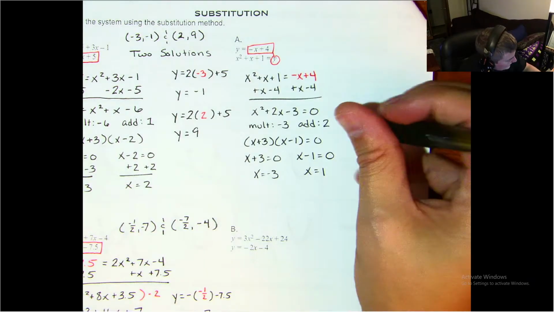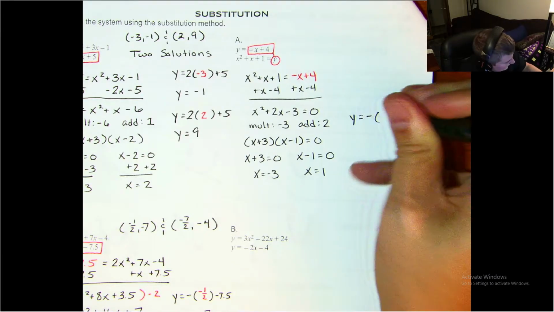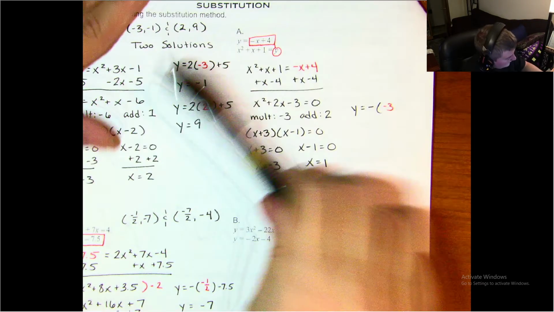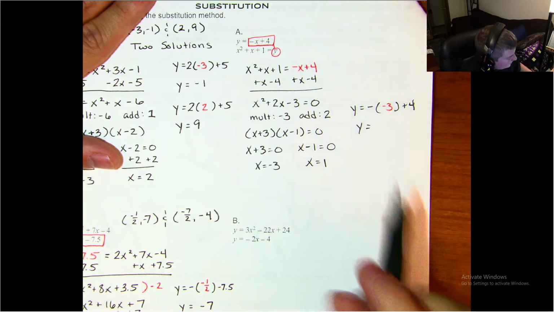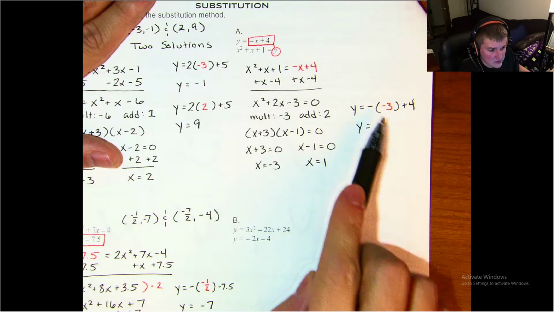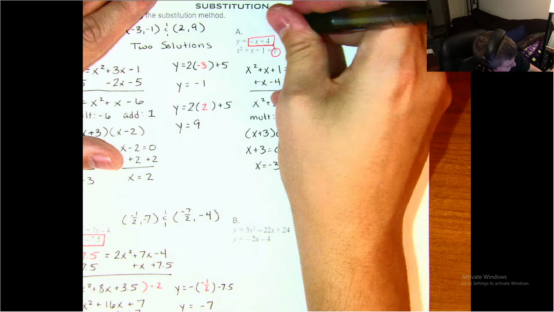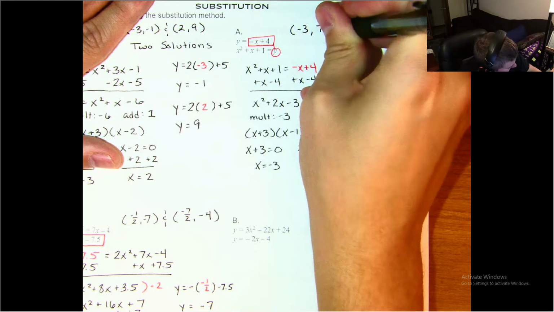So let's go ahead and do that. So y is equal to the opposite of negative 3 plus 4. So that means y is equal to the opposite of negative 3, which is positive 3. Positive 3 plus 4 is 7. So our first solution is negative 3, 7.